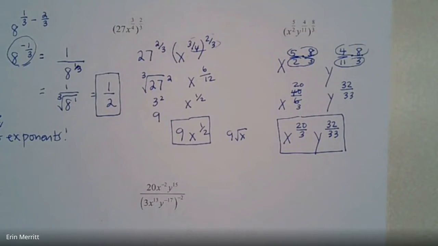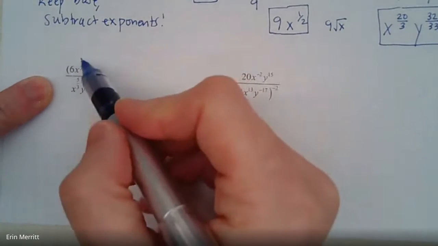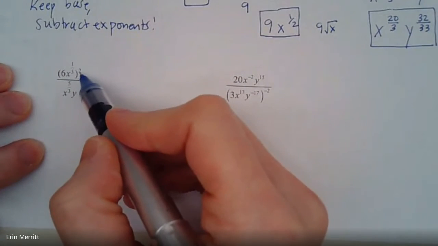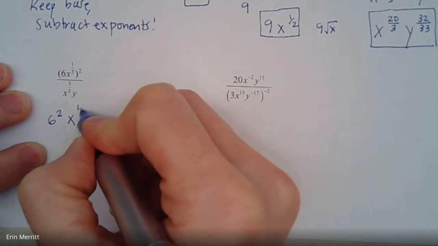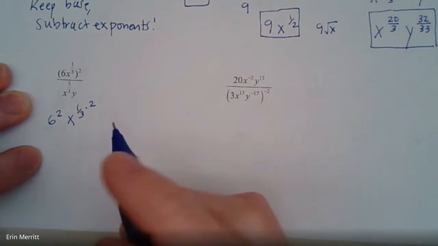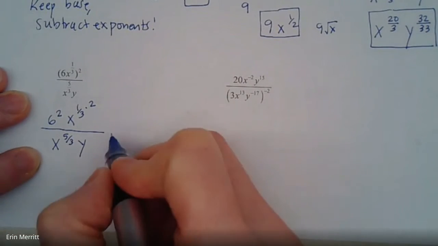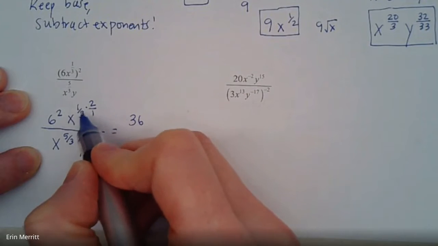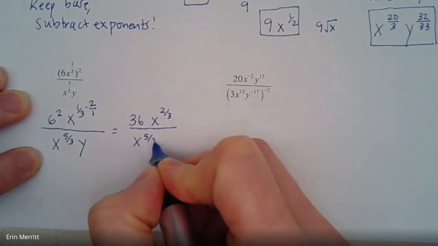So let's do the first one. Let's do this guy over here. Because we have an exponent on the outside, I would take care of that first. Right? So when I think PEMDAS, exponents. So 6 is going to get squared, and then x to the 1/3, we're going to square that. So it means I'm multiplying it by 2 because power raised to a power. And then I'm just going to copy this down for the moment. All right, 6 squared, we get 36. Power raised to a power, when I multiply these, this is just going to be x to the 2/3, and then bring this guy along for the ride.